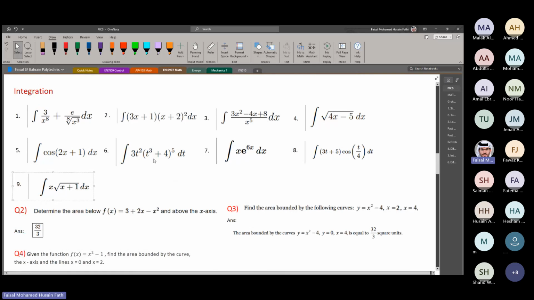Let's do this one first. This is also integration by parts. Let's do all of them. Let's start with 6. Let's go in order.